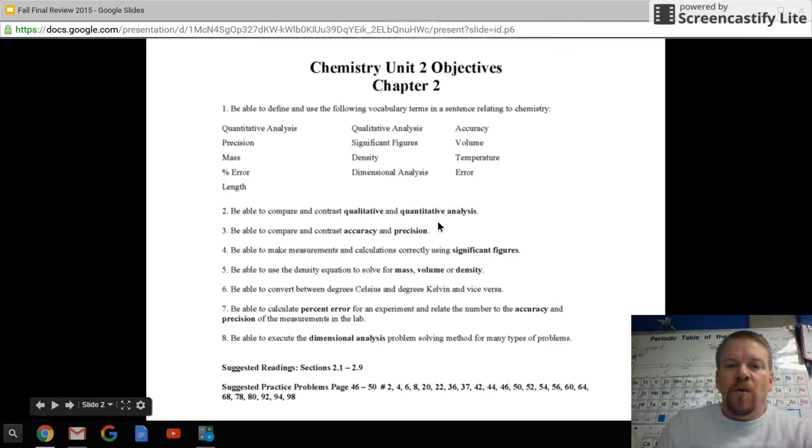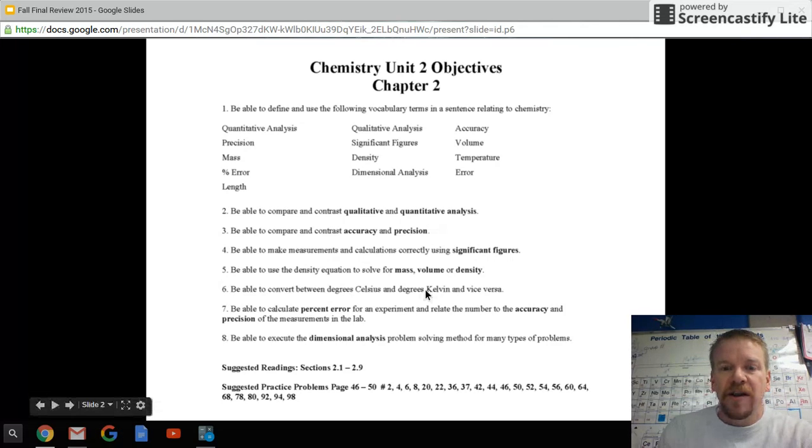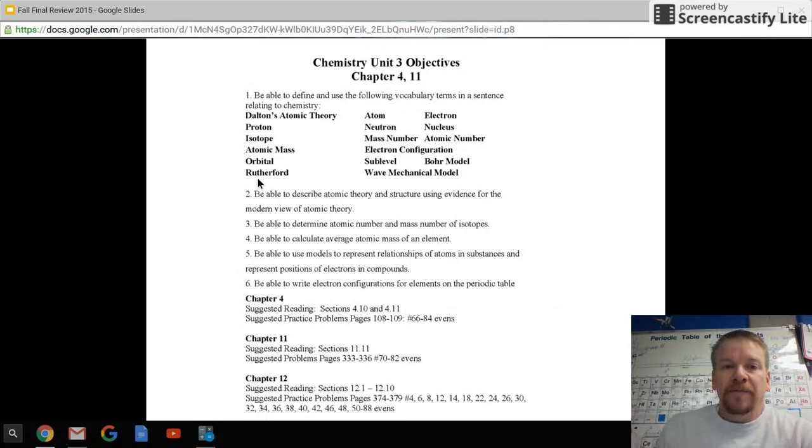Qualitative versus quantitative. This is just something that we talked about. Qualitative being more of a descriptive type thing, like, hey, that's red. Quantitative being more of a numerical type thing, where that red thing weighs 5.6 grams. That's another thing that you can think about there. So again, here's the vocabulary terms. We did do some density calculations, so make sure you can do all this stuff. Oh yeah, percent error as well as a way of being able to understand how accurate you were.